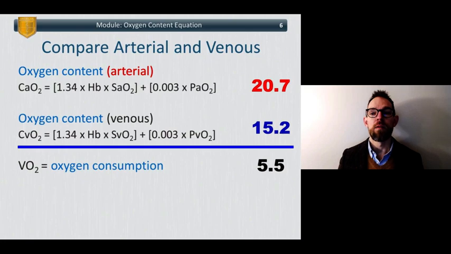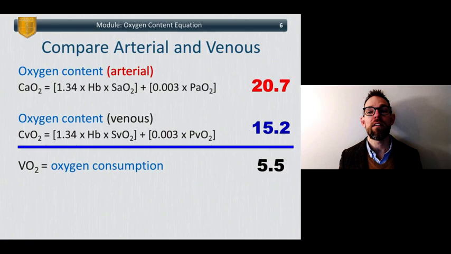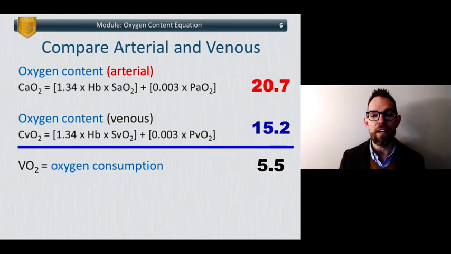Why is this important? By subtracting the venous content of oxygen from the arterial content of oxygen, you end up getting VO2, which is the oxygen consumption. What goes out is 20.7, what comes back is 15.2. The delta between the two is the oxygen consumption in the peripheral tissues, which in this case is 5.5. A low VO2 is an independent marker for increased morbidity and increased mortality.